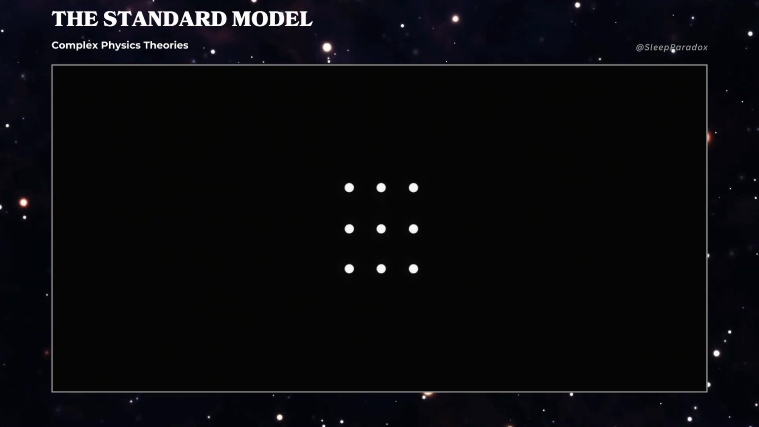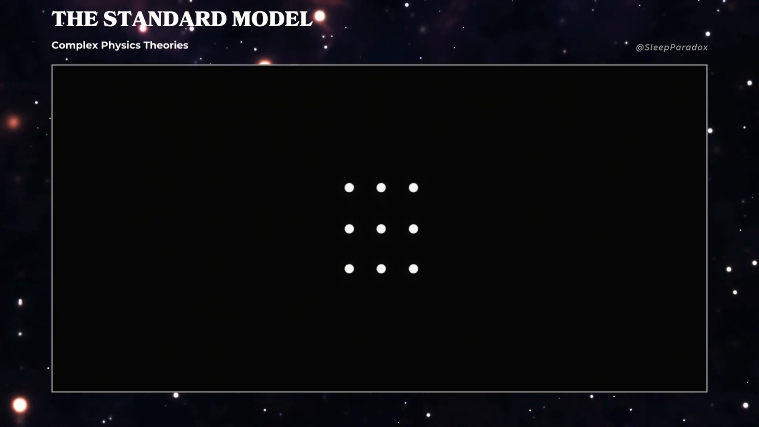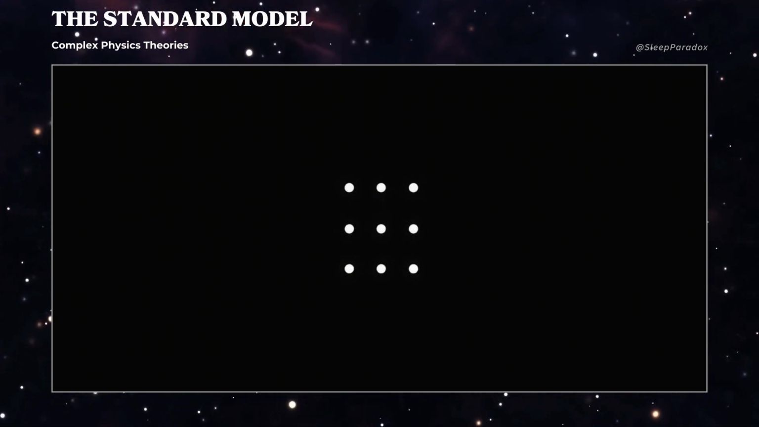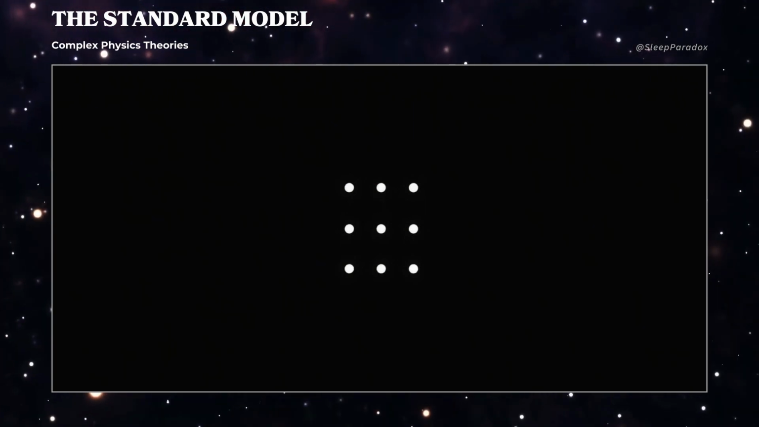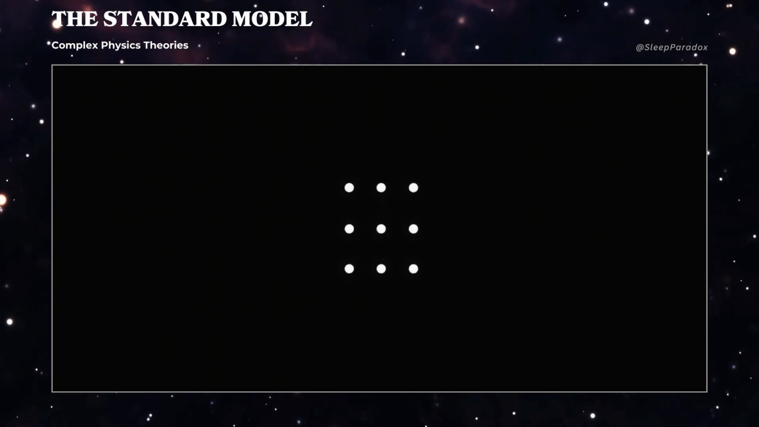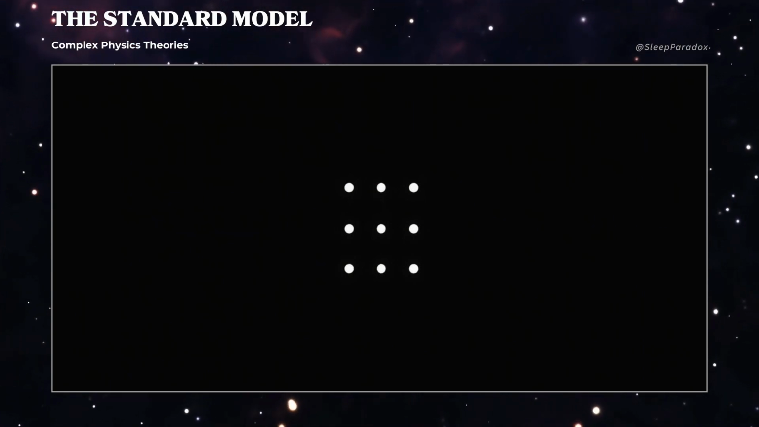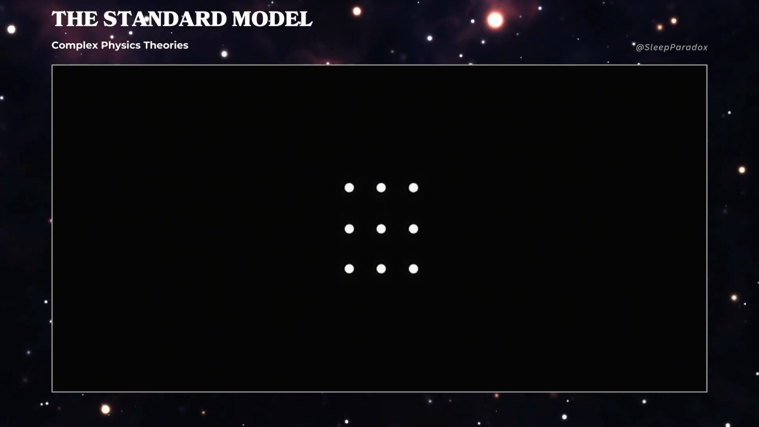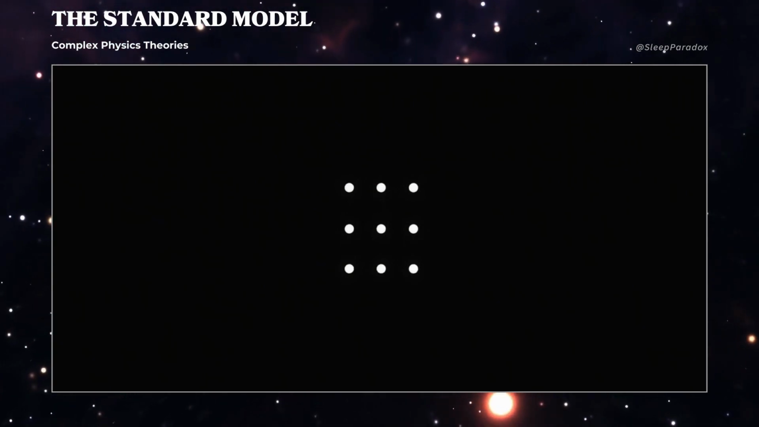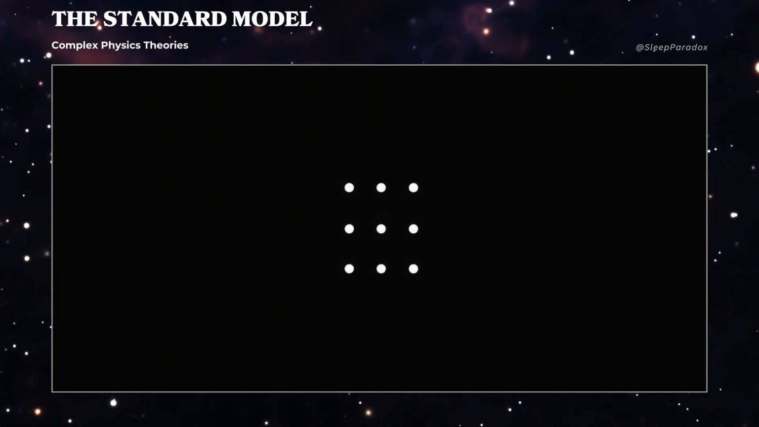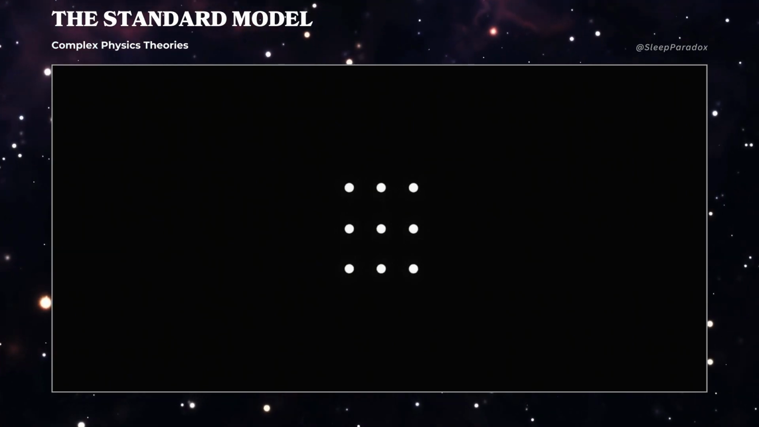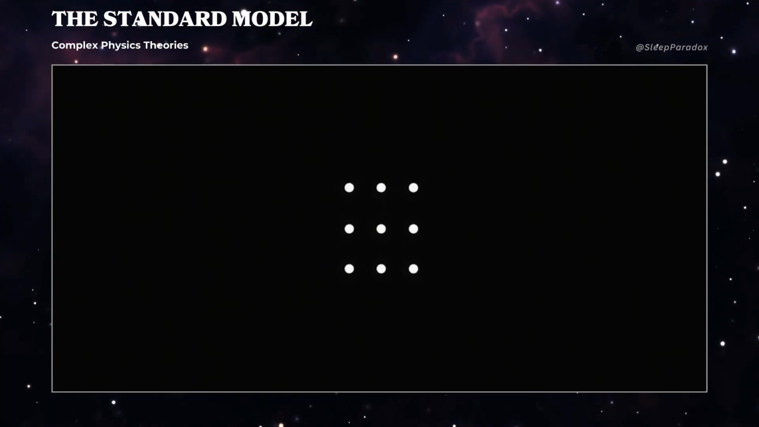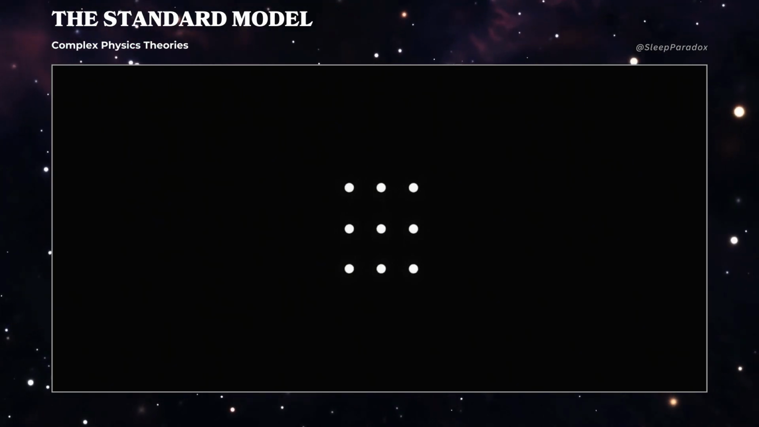Despite its success, the Standard Model is incomplete. It does not include gravity. It does not explain dark matter or dark energy. It cannot tell us why the masses of particles have the values they do, or why the universe contains more matter than antimatter. It also doesn't include neutrino masses, which we now know exist thanks to the discovery of neutrino oscillations. Nevertheless, the Standard Model is the most complete and accurate description we have of the subatomic world.